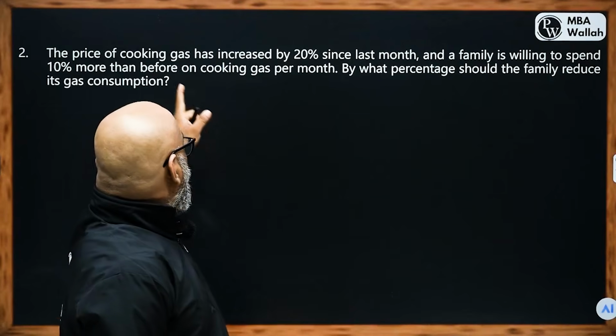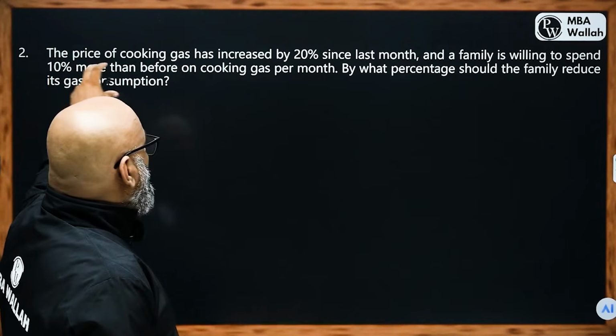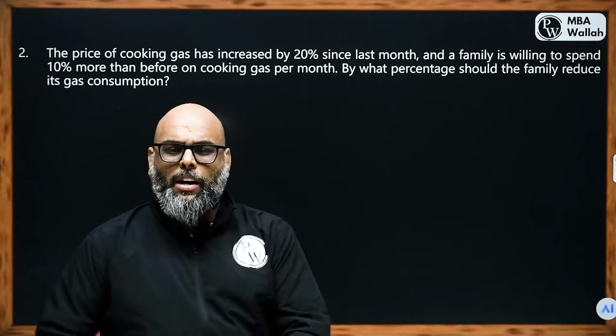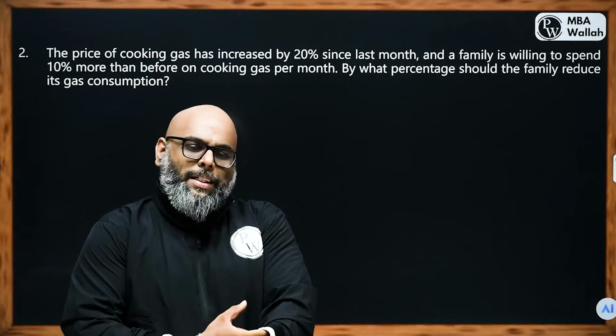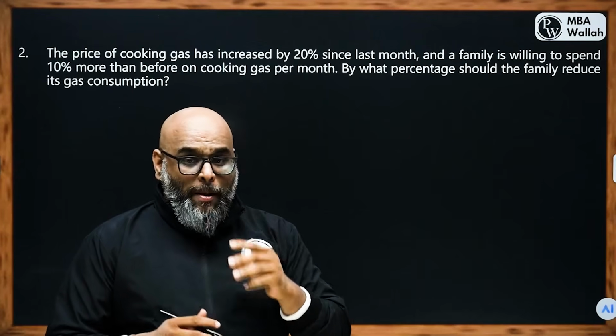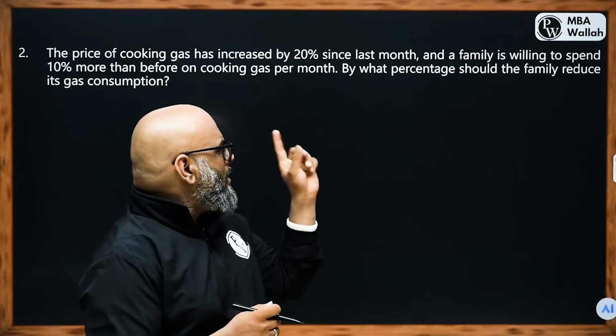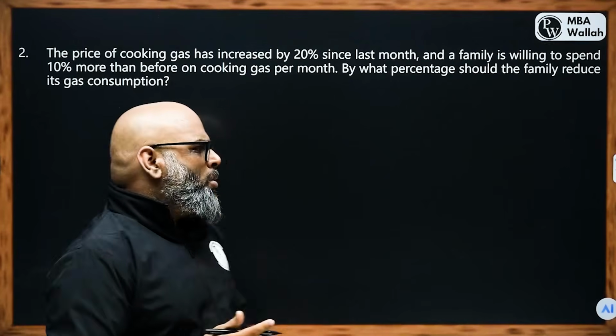But we notice that price goes up by some percentage, and your expenditure also goes up by some percentage. They are willing to spend a little more, which means there can still be a reduction in the consumption, but they are not inversely proportional straight away. There is some other variable plugging in that will do that.